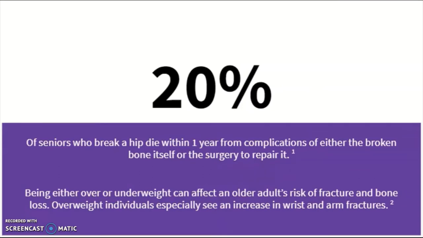20% of seniors who break a hip die within 1 year from complications of either the broken bone itself or the surgery to repair it. Being either over or underweight can affect an older adult's risk of fracture and bone loss. Overweight individuals especially see an increase in risk in arm fractures.